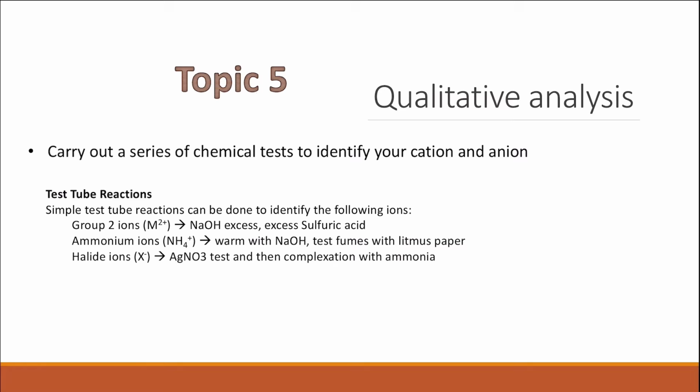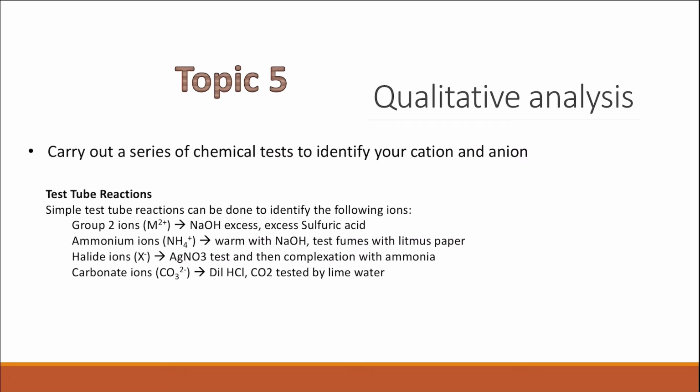The halide ions with the use of silver nitrate, acidified silver nitrate, and then dissolve the precipitate that forms in ammonia, dilute ammonia, and then excess ammonia to differentiate between the chloride, bromide, and iodide.